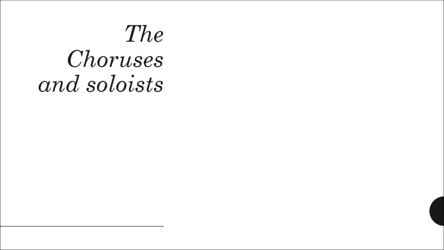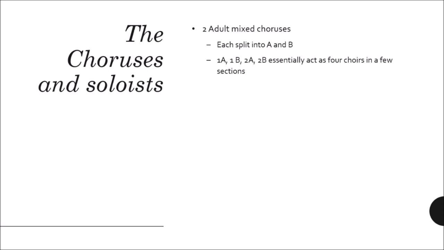Choruses and soloists. There are 2 adult mixed choruses. Double choruses are not uncommon in larger works. We can see this going back into the Renaissance era to have double choruses. But each chorus here is split into chorus A and B. So you have 1A, 1B, 2A, 2B, which separate and essentially act as 4 choirs. However, they really are just 2, but slightly subdivided.